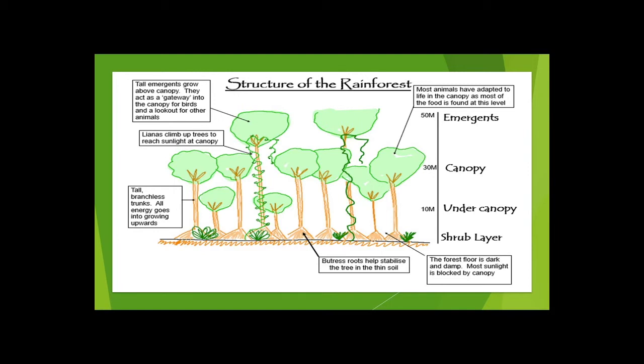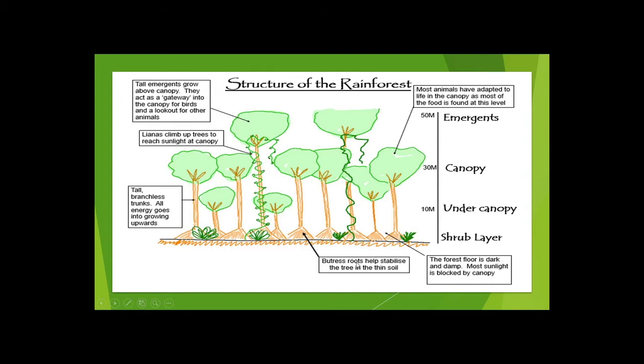It's a competition. They don't want to waste any time having a thick trunk or being wider or having branches. It's a competition who can get the tallest. So all the energy goes into going up and trying to reach that canopy or become an emergent. Most animals you'll find in the rainforest have adapted to life in the canopy, as most of the food is found at this level. Okay?